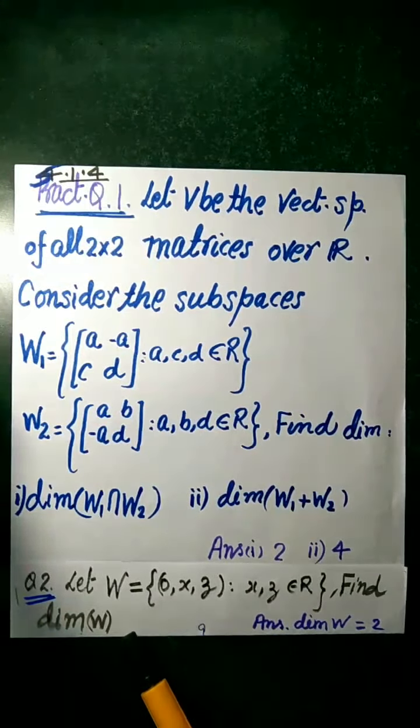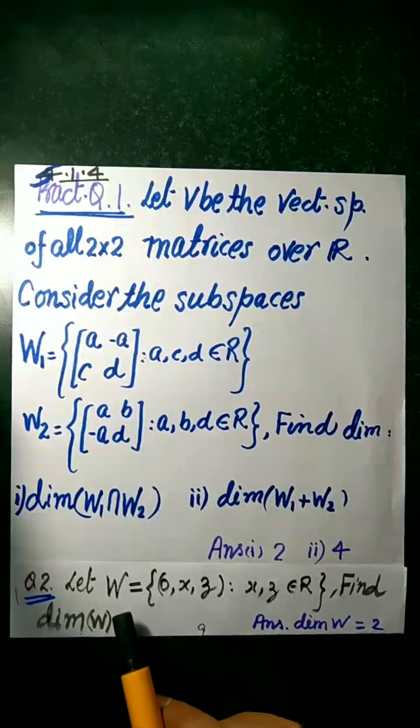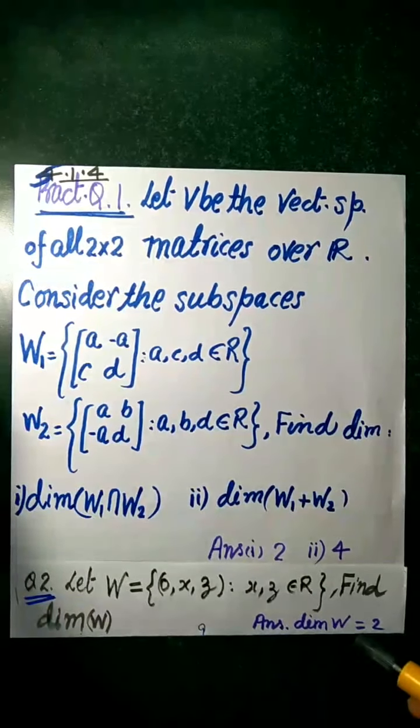This is another problem. W is this one. Find the dimension of subspace W. Simplification gives us that the dimension of W is 2.